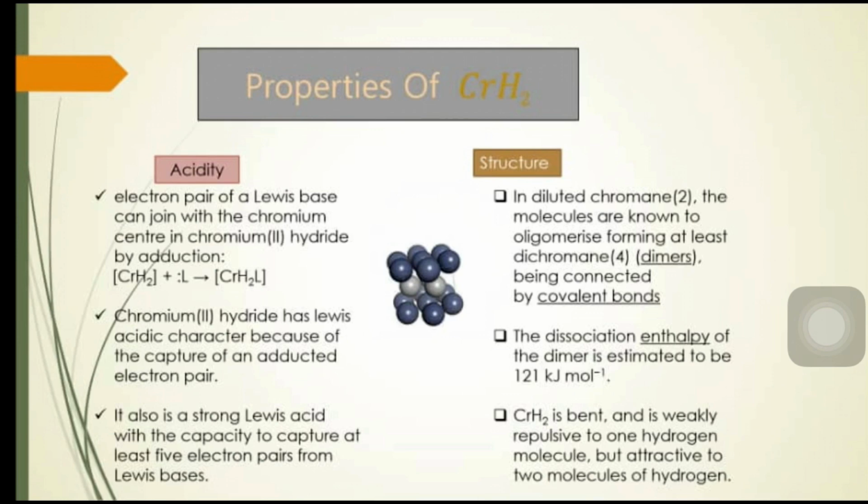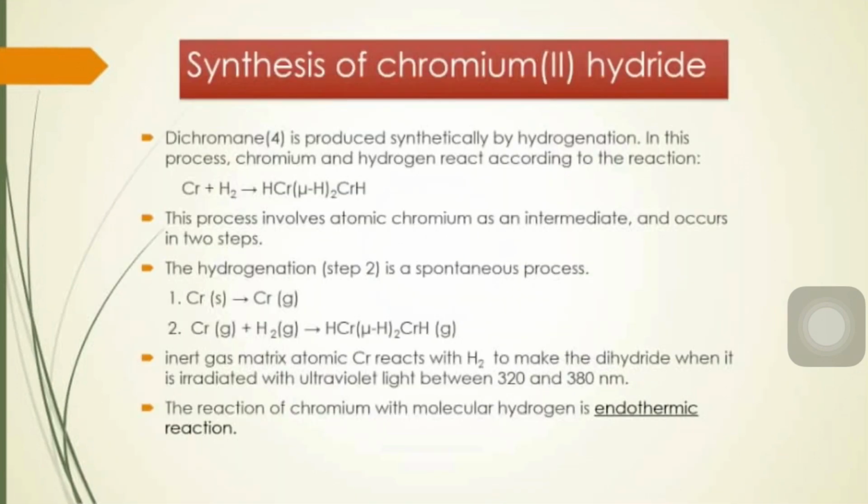CrH2 is bent and is weakly repulsive to one hydrogen molecule but attractive to two molecules of hydrogen. So next is synthesis of chromium 2 hydride. Chromium 2 hydride is produced synthetically by hydrogenation. In this process, chromium and hydrogen react according to the reaction: chromium reacts with hydrogen, forming chromium 2 hydride.